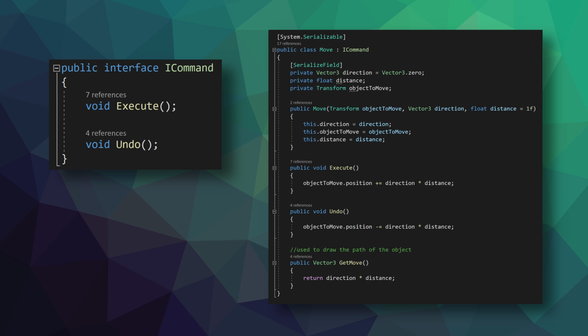The execute and undo functions themselves are straightforward in that they change the position of the transform. Simple and tidy. I've also included a getMove function that is used in order to draw the path taken by this object. This certainly is not the only way to do it, and it's not particularly clean, but it gets the job done, and it's not the focus of this video.